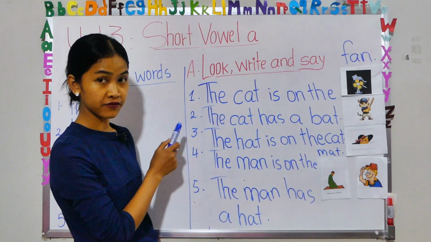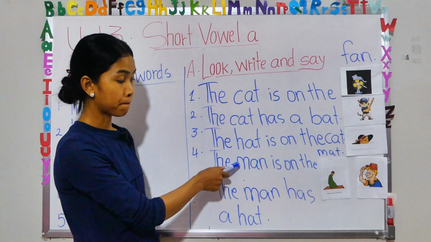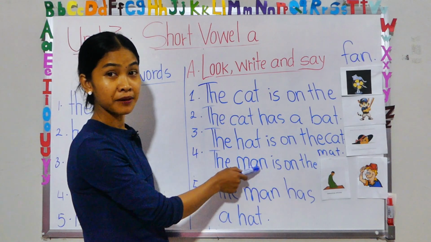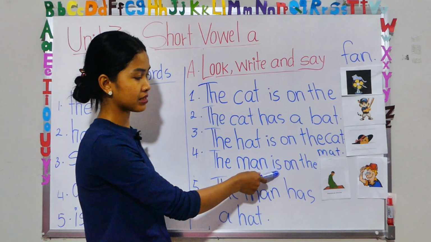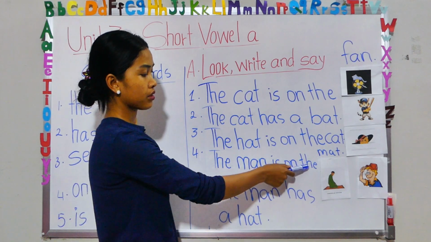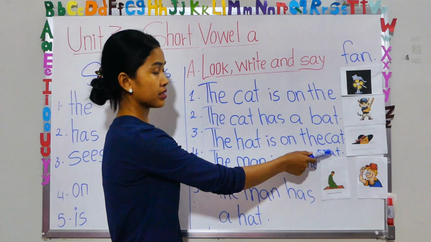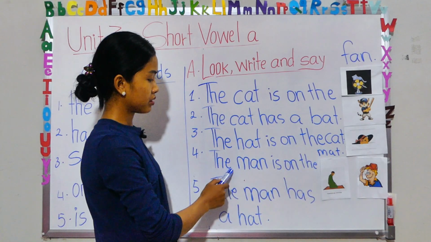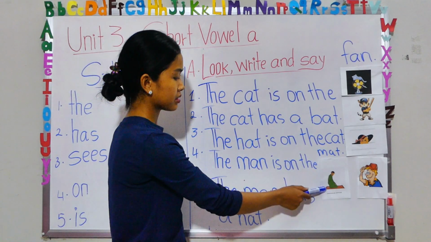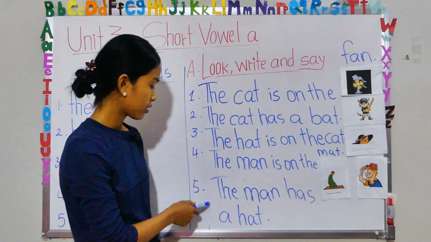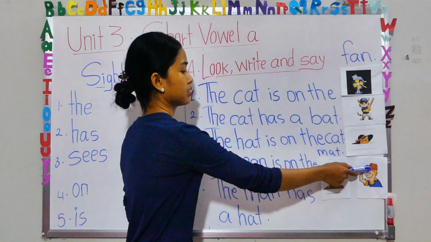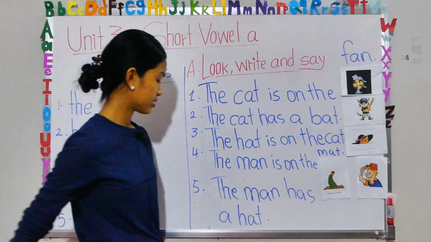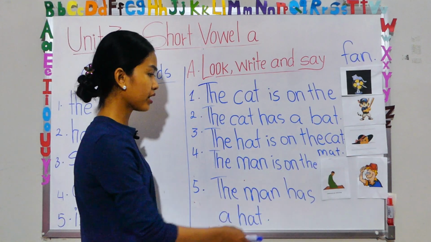And then number 4: the man is on the mat. The man has a hat. The man has a hat.